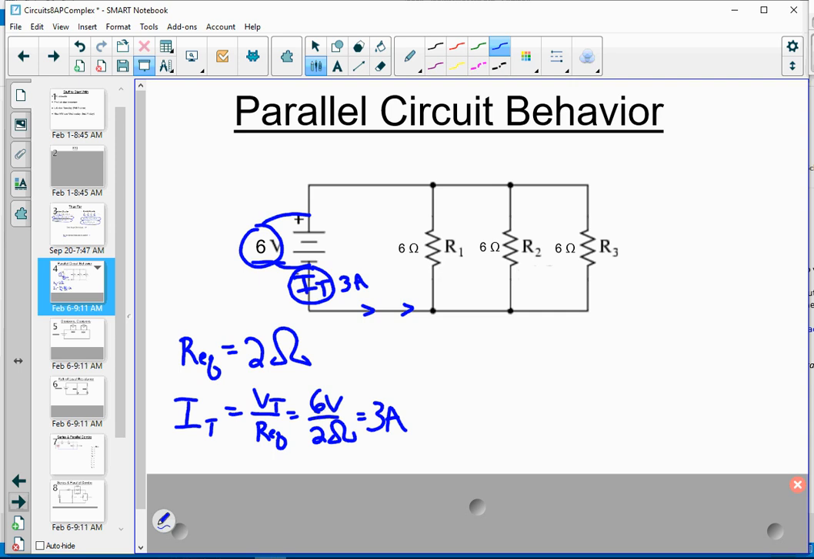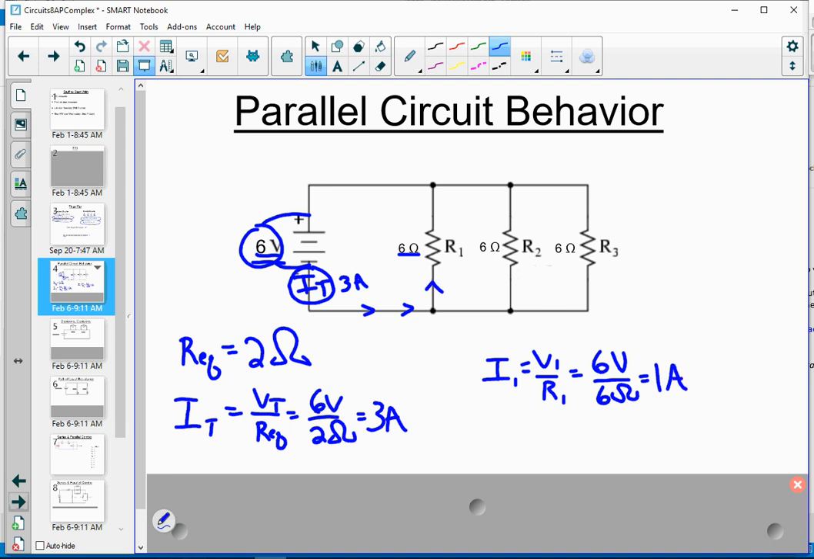Now it turns out in parallel circuits, each branch of the circuit acts independently of the others. For example, this first branch is a 6-ohm resistor. It is connected to a 6-volt battery. Therefore, I1 will be V1 over R1. Since all the V's are the same, our V total is also V1. That's 6 volts over 6 ohms. That means we get 1 amp of current.